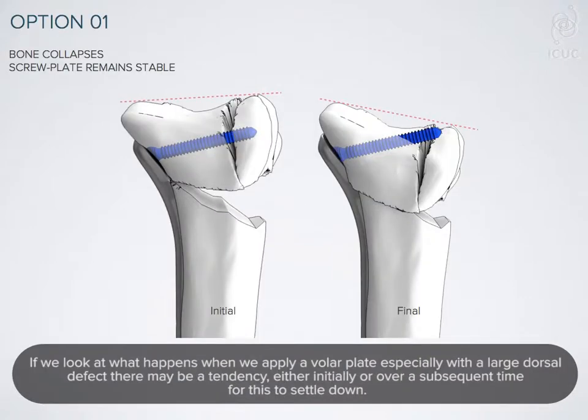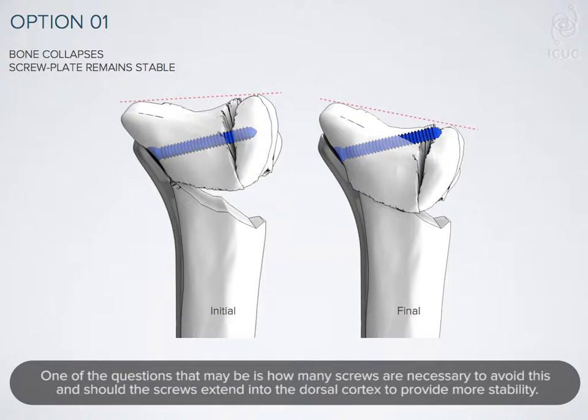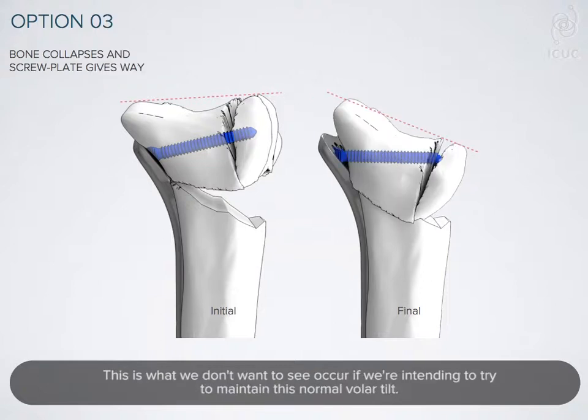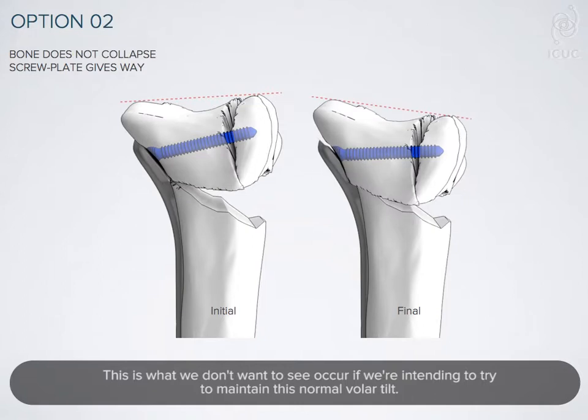If we look at what happens when we apply a volar plate, especially with a large dorsal defect, there may be a tendency either initially or over a subsequent time for this to settle down. One of the questions that may be is how many screws are necessary to avoid this, and should the screws extend into the dorsal cortex to provide more stability? This is what we don't want to see occur if we're intending to try to maintain this normal volar tilt.